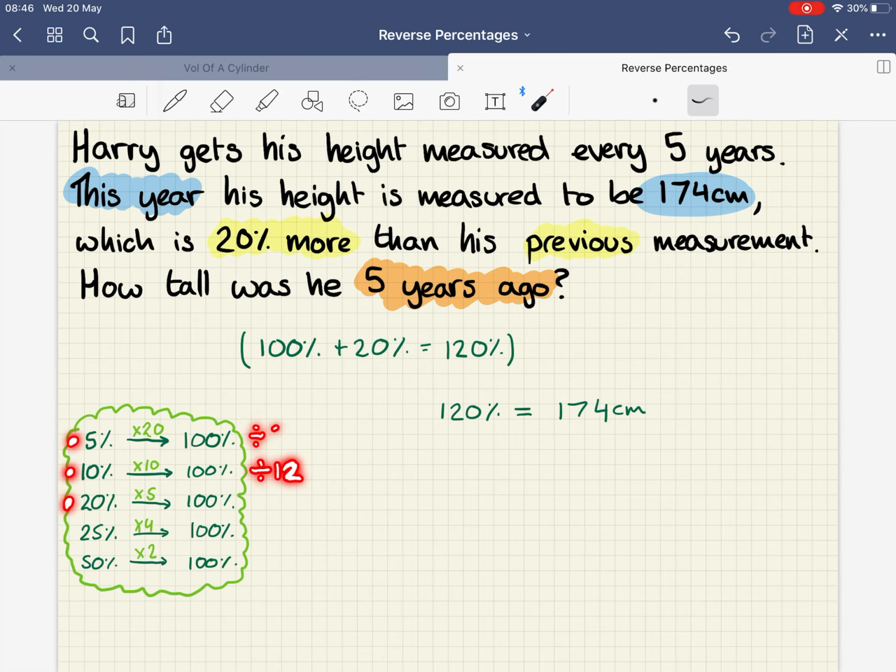To get down to 5%, I would need to divide by 24. That's definitely not what I want to do. But to get to 20%, I would just need to divide 120 by 6. That I'm totally happy with. I know my 6 times table really well, so that's the one I'm going to go for. So to get down to 20%, I'm going to divide by 6. And so here, I'm going to divide by 6.